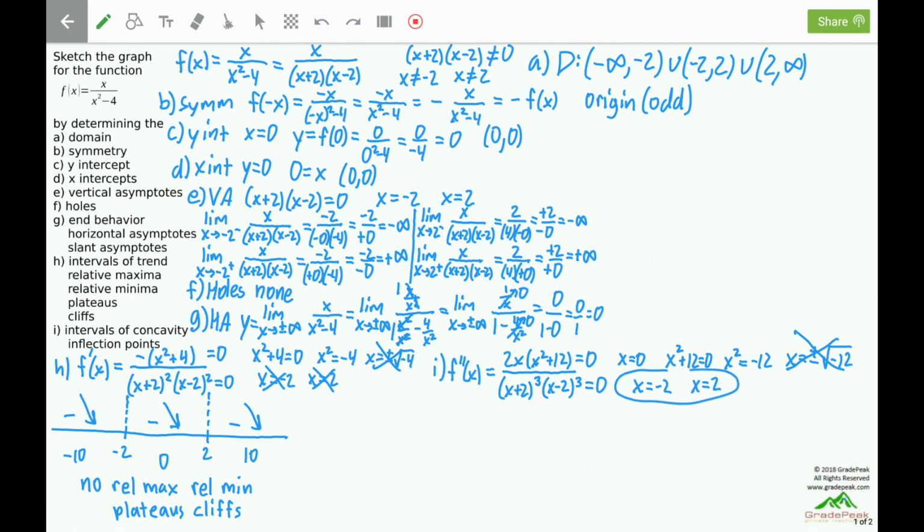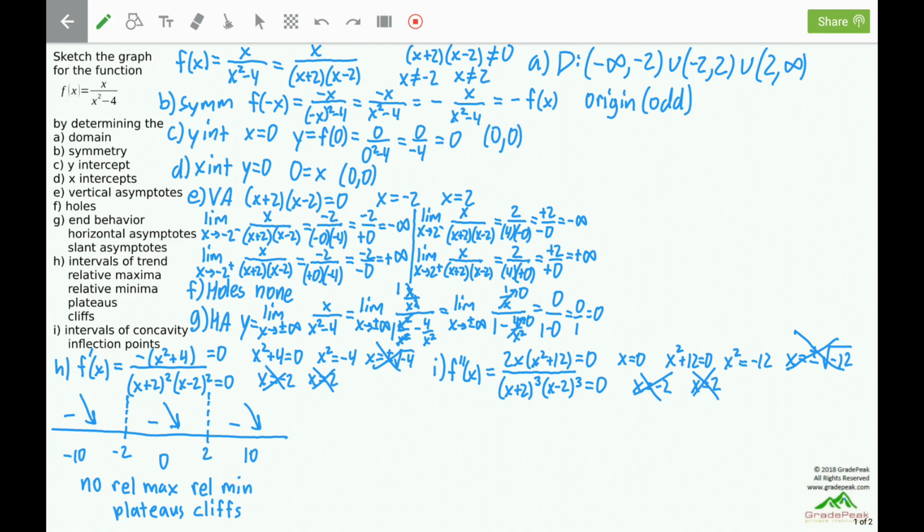X equals negative 2 and x equals positive 2 are real numbers, but they are excluded from the domain as they were found to be vertical asymptotes. So we can cross them out. They also will not be candidate numbers. So we only have one candidate number, x equals 0.